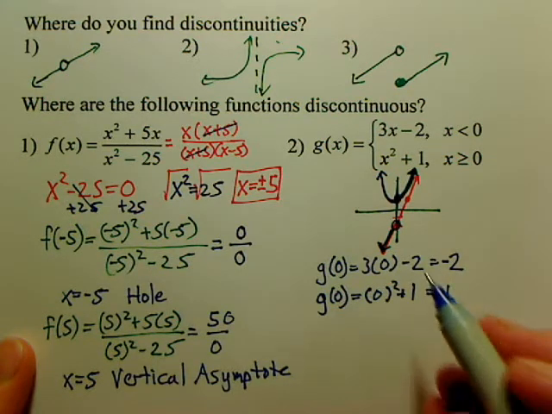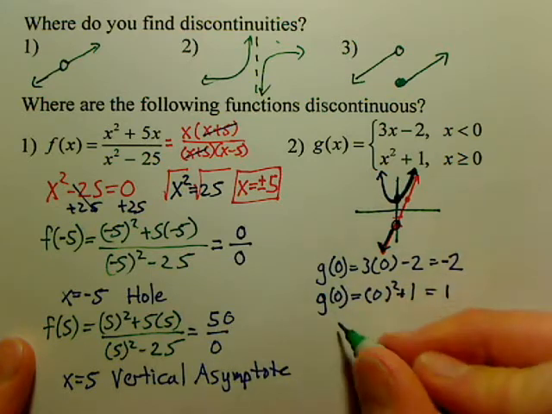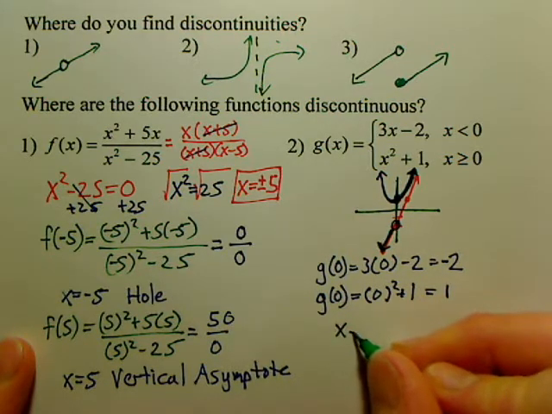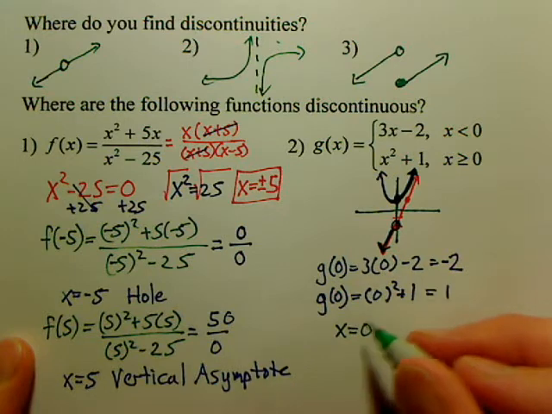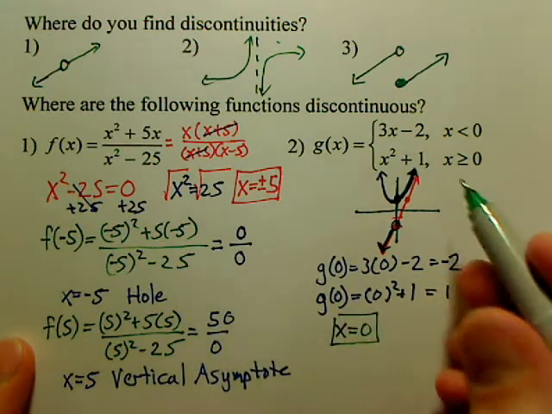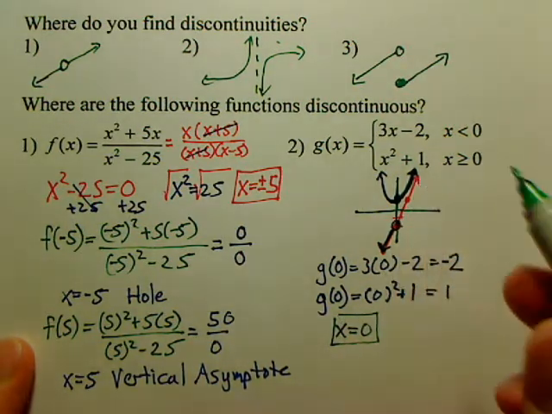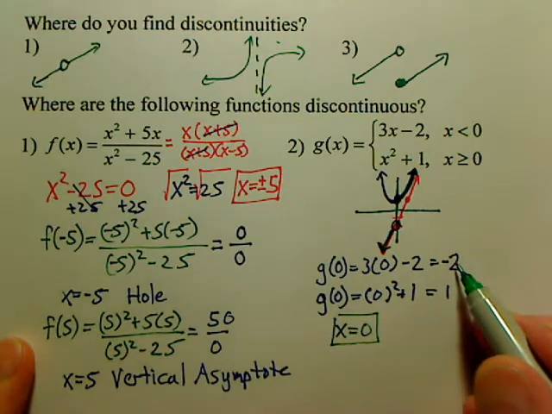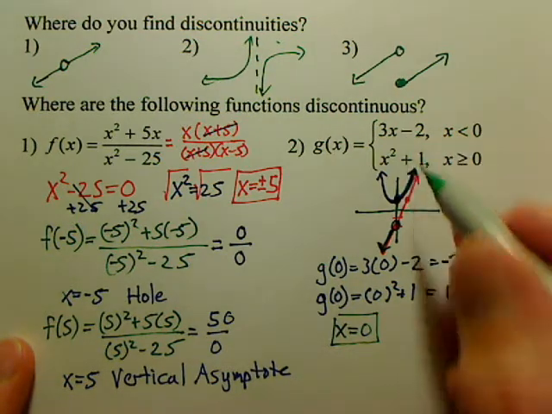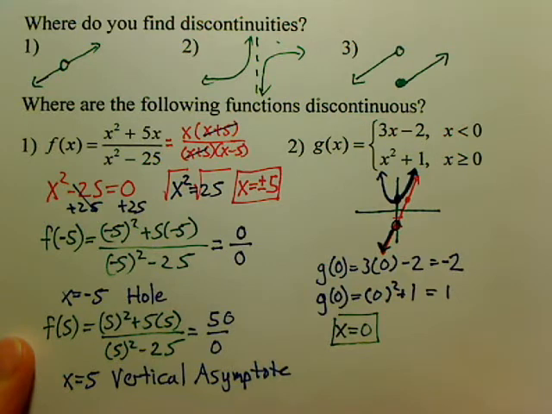So we can now say that at x equals 0, you have a discontinuity. All right, we can tell. We could also look at the graph, but if you didn't graph, you can tell since these values are not the same where they're supposed to meet, we know there's a discontinuity here.